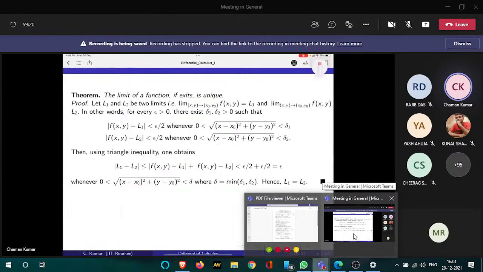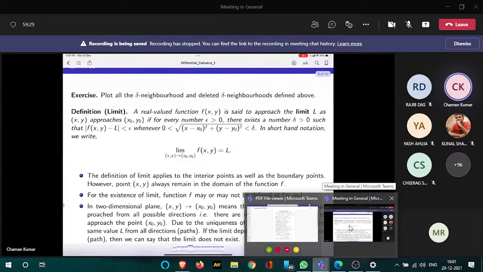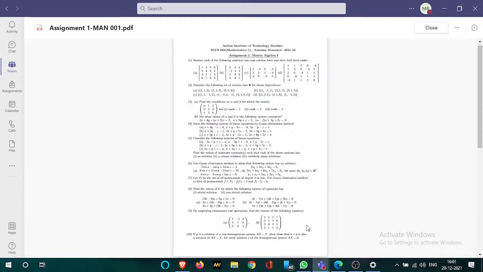And the next one is, limit, if it exists, is unique; that we will see later. Now, today's time is already up. So if you have any question, you can ask me. Otherwise, I can close the session.